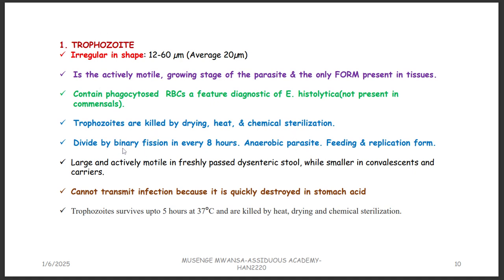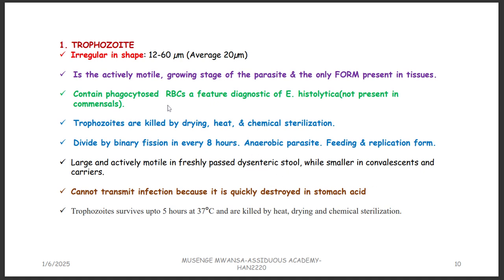The trophozoite is going to divide by binary fission every 8 hours. It's an anaerobic parasite. The meaning of that is that this guy loves where there is a lot of carbon dioxide. It doesn't love where there is oxygen. It can survive where there is no oxygen. That's an anaerobic parasite. And I've said that this is the form that is able to divide and grow, and it's actually the feeding form. It is large and actively motile.